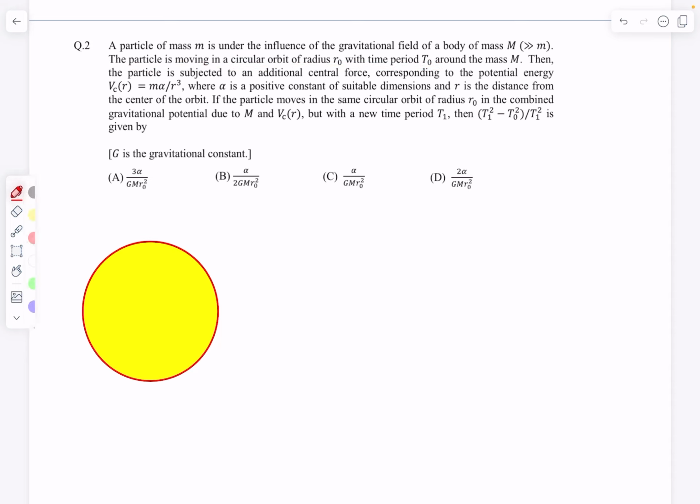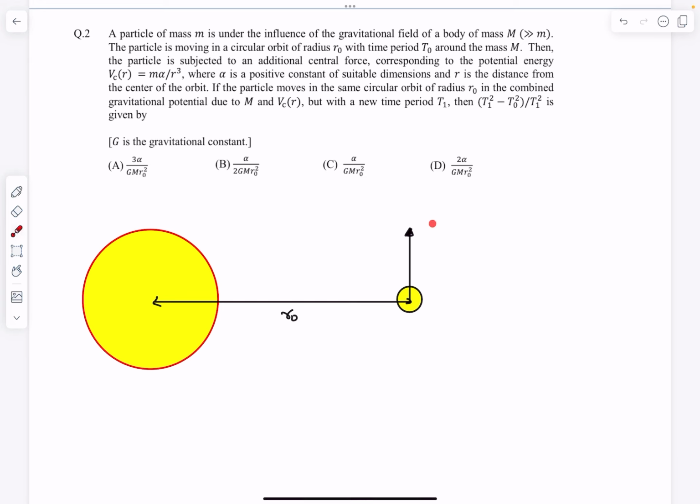So the situation is pretty simple. We can assume the capital M mass to be some planet, and then we have a very small mass in comparison to the planet, which is in an orbit of radius r0, and the orbit is circular in nature. So the velocity is perpendicular to the radius. So this is the situation given to us, and it's given that the time period of its revolution is t0.